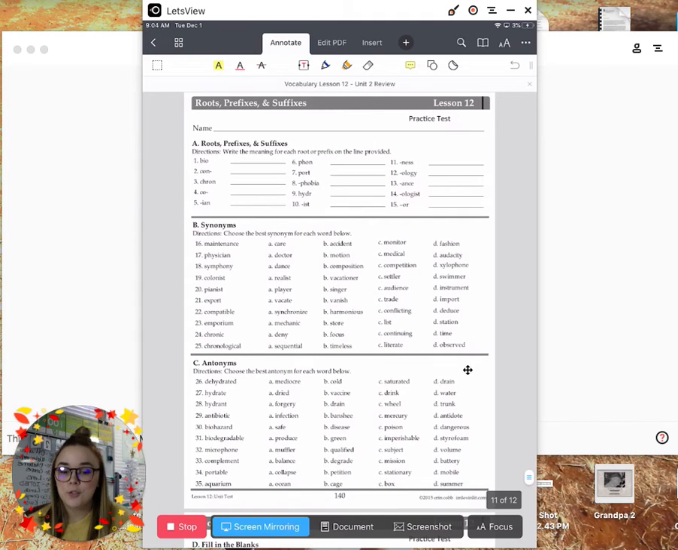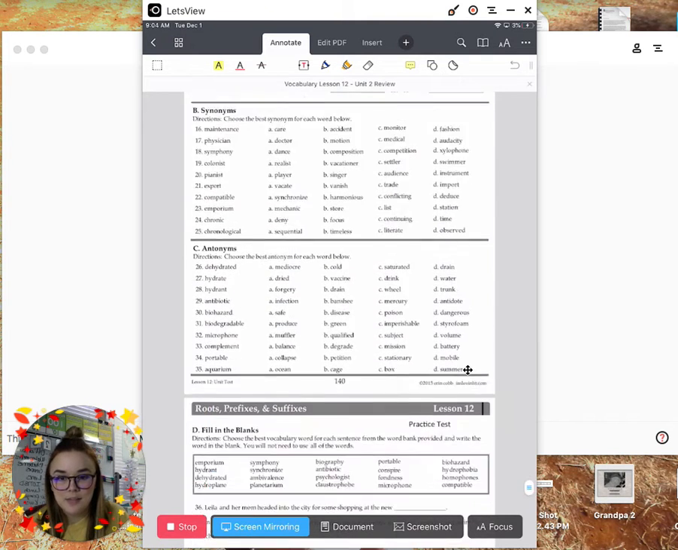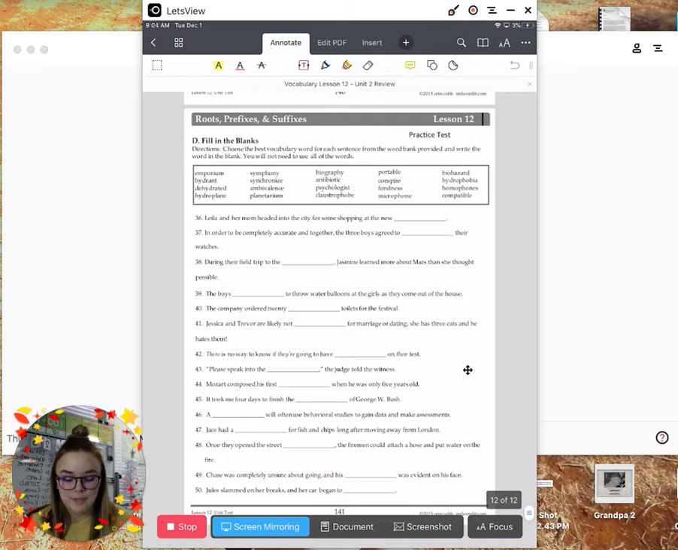This is very similar to what your test will look like. You'll have determining the meaning for each of the words, or for each root or affix. You'll have synonyms, antonyms, and fill in the blanks. For fill in the blanks, you have a word bank of all the words that are going to go there. Not every word will be used, but the words that are used are only being used once. So for example, you're not going to have 3 sentences that all use the word hydrant, but you might not have a sentence that uses antibiotic. So the words will only be used once, but not all of them are going to be used.